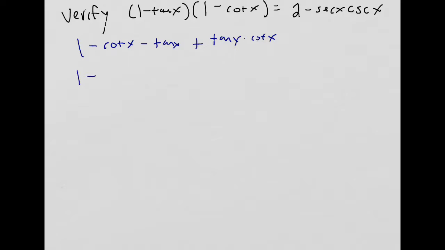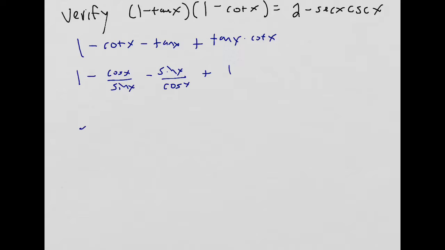Now cotangent is cosine over sine. Tangent is sine over cosine. And I know that this guy is equal to 1. Alright, so look, it's looking like we're getting there, right? We see the 1 plus 1 is equal to 2 here. Okay, so I'll go ahead and combine these.